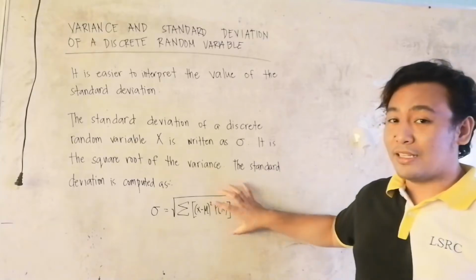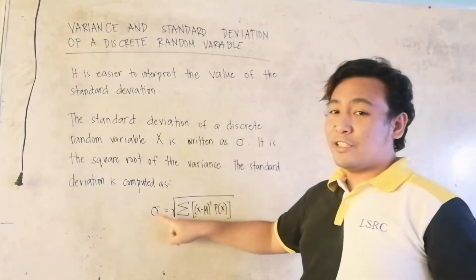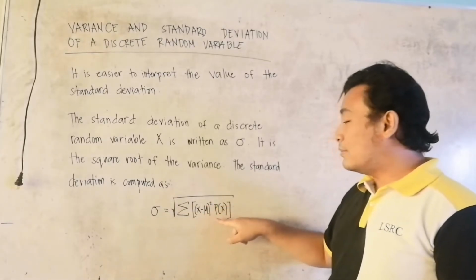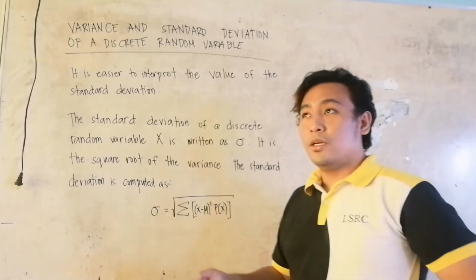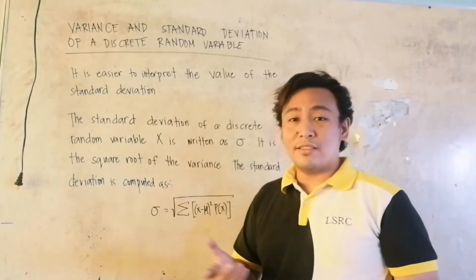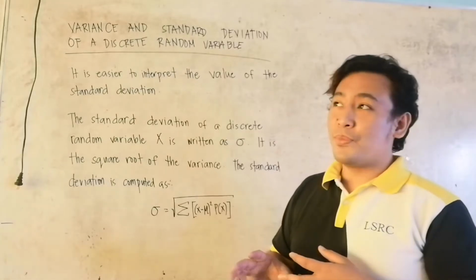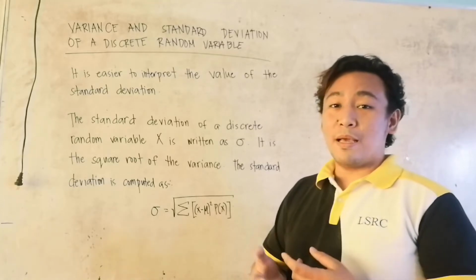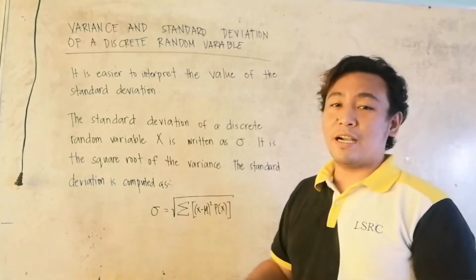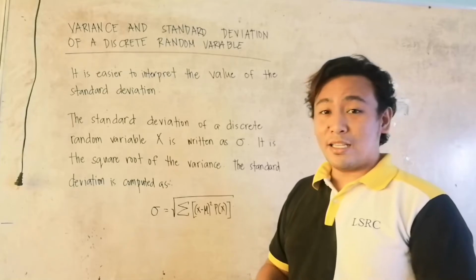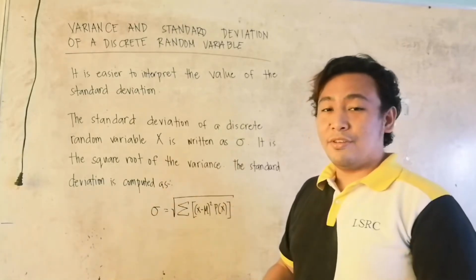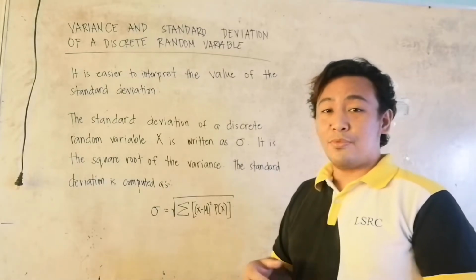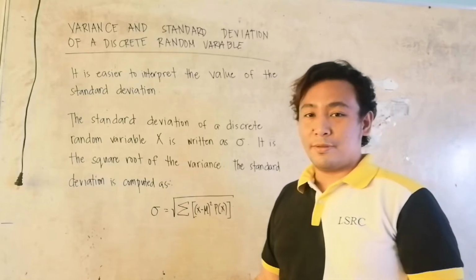The standard deviation is computed as this: the standard deviation is equal to the square root of the summation of the quantity x minus mu squared multiplied by p of x. This is easier to solve kasi once na meron na tayong variance, kuhanin nyo lang yung square root niya, yun na yung standard deviation natin. Ulitin ko lang, once na nakuha nyo na yung variance, kuhanin nyo lang yung square root niya, that will be your standard deviation. I'll be giving you some examples before we proceed with some situational problems.